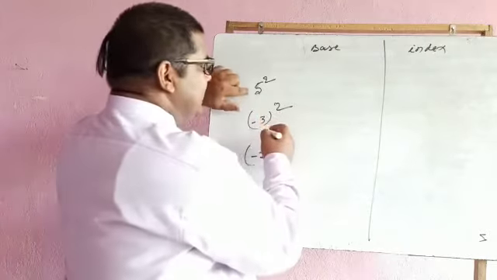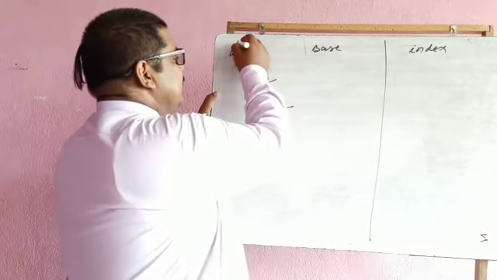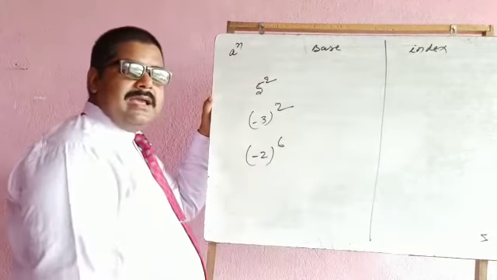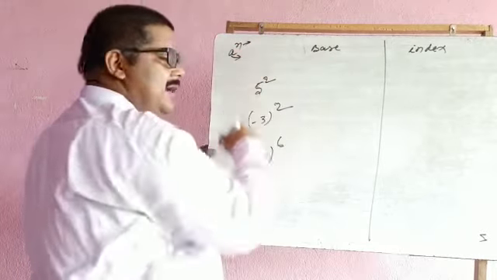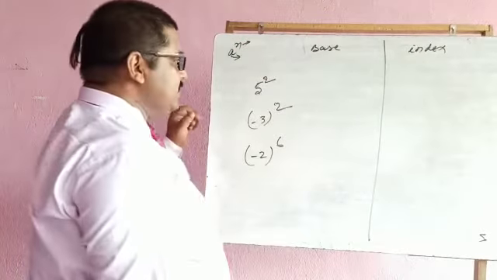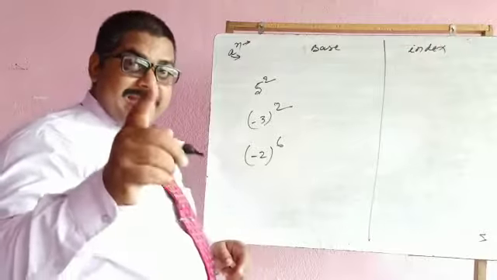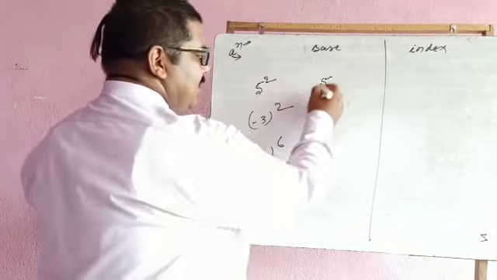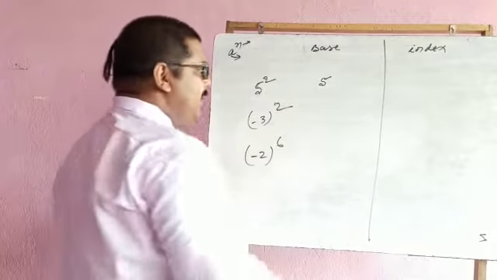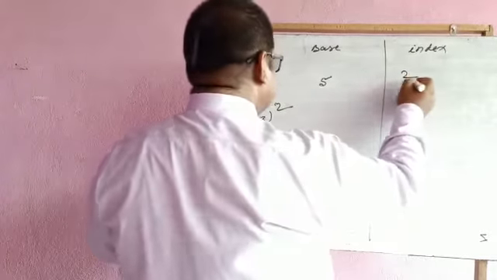Then you can see that I have already discussed in the previous class that a to the power n, where a is the base and n is the power, and this is why power is also known as index. So you can write: base is 5 and index is 2.